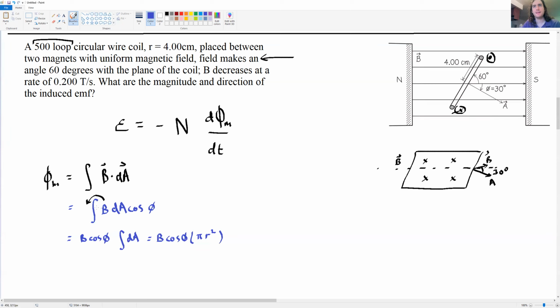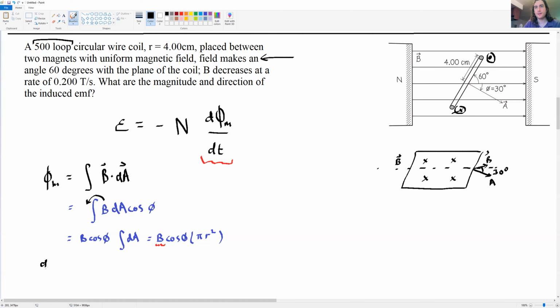So that's our magnetic flux, but we don't care about the flux itself, we care about the rate of change of the flux, right? In this case, we want to take a time derivative, and only the magnetic field is changing. So let's highlight the magnetic field in red also. The derivative is only going to act on the magnetic field. Everything else is constant. So the cosine phi is constant, and this area piece is constant.